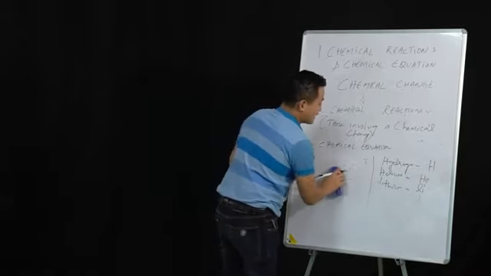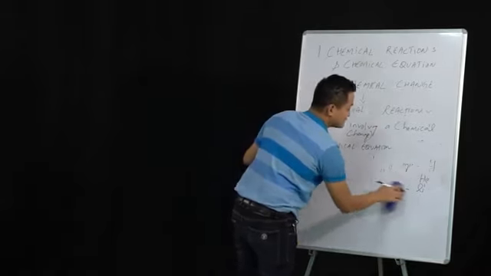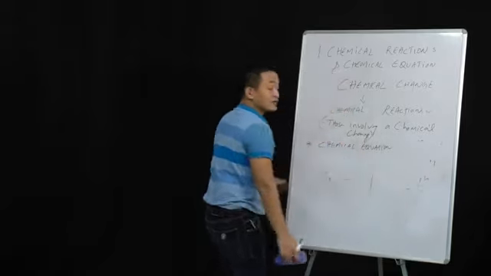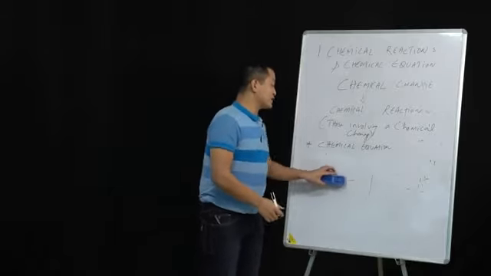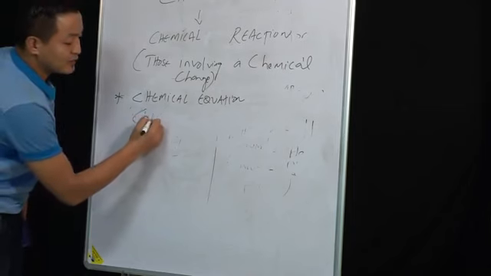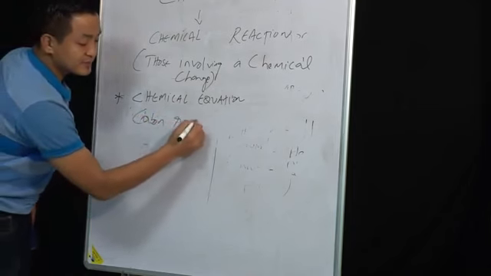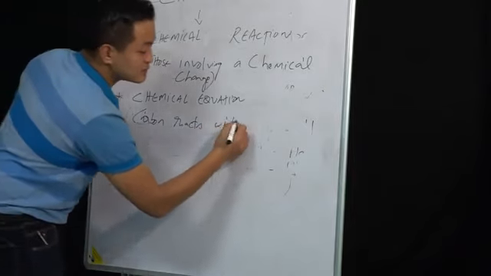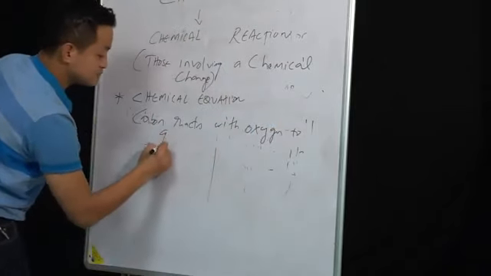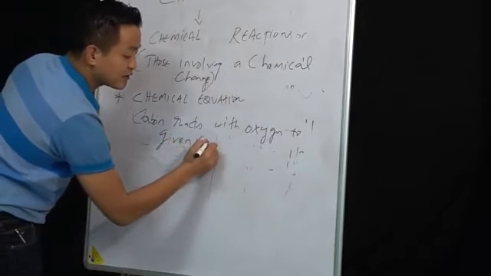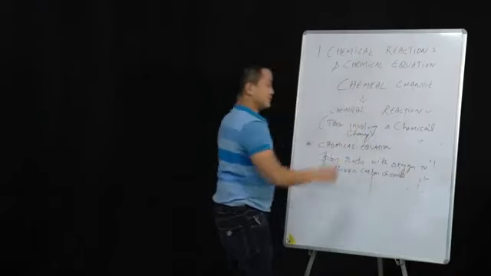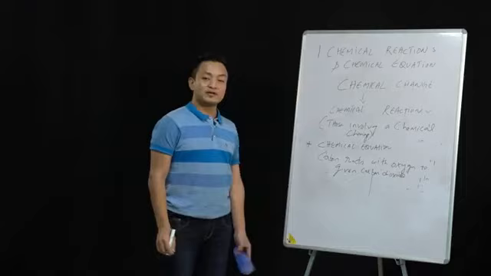Now, I'll give you an example of a chemical equation. Let's say carbon dioxide. You are all familiar with carbon dioxide. So how do we get carbon dioxide? We can just write it in words. In a word, we can write: carbon reacts with oxygen to give carbon dioxide.